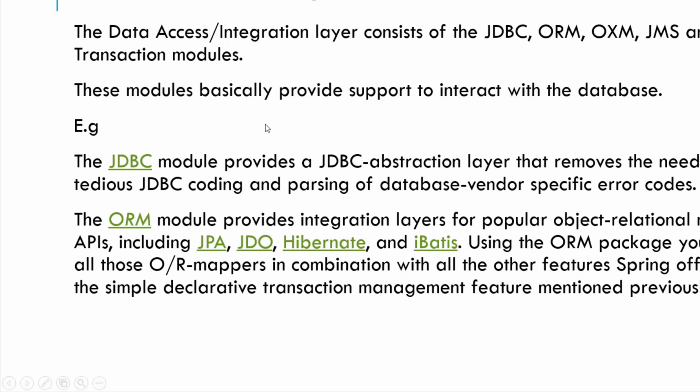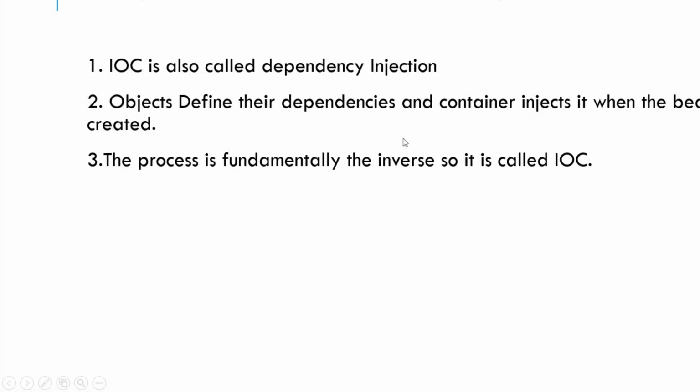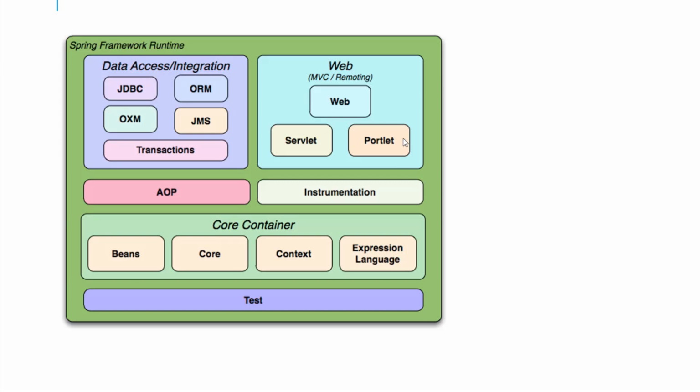Then the data access and integration module, which I already told you consists of JDBC, ORM, OXM, JMS, and transaction modules. So this is one independent module. Then the web module, you know that JSP, servlets and Struts you can also use in Spring. And then the AOP module, aspect oriented programming, is also there. It supports AOP also. You can use the AspectJ framework for this. And for the test module you can use JUnit, TestNG or Mockito, anything. So this is the basic idea about the modules in Spring.